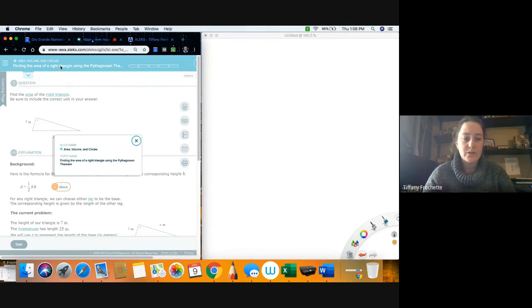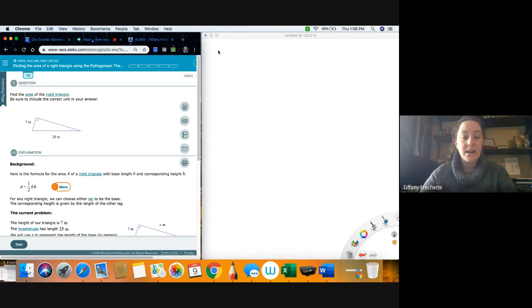Finding the area of a right triangle using the Pythagorean theorem. Okay, so that tells us we're going to do two things. We're going to find the area of a right triangle, and we're going to use the Pythagorean theorem. So we need a couple of things here.